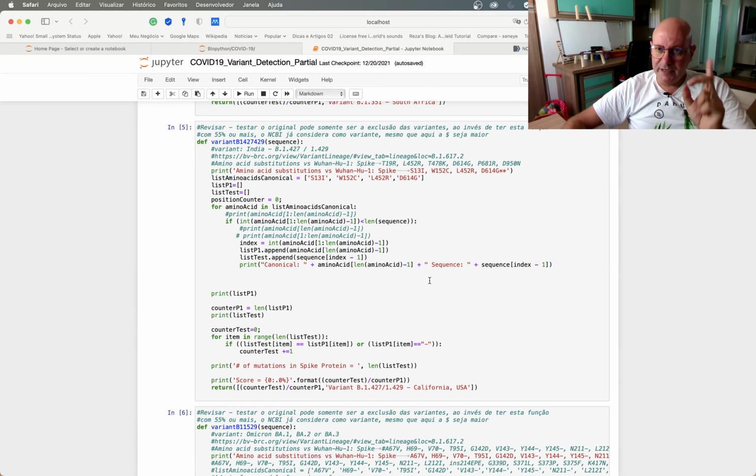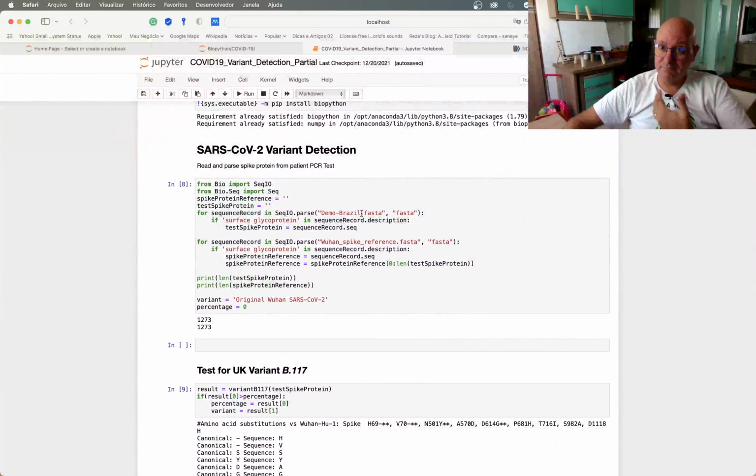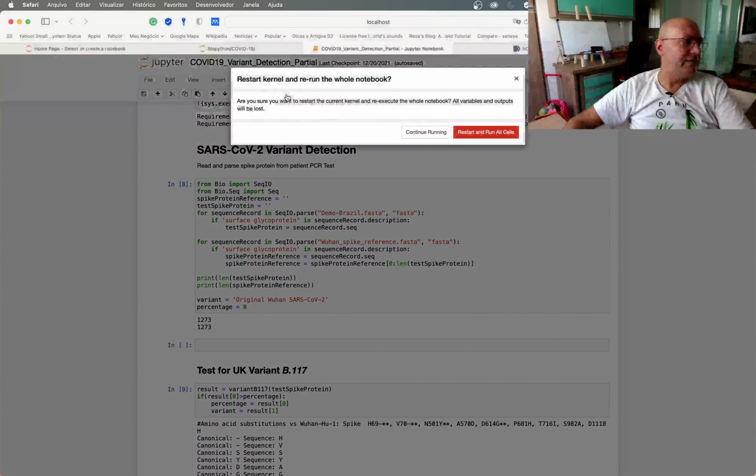First thing, variants are circulating worldwide, right? And secondly, Omicron has much more changes on the spike protein than any other variant that was ever identified. So let me go ahead. Here I have a file. I placed one from Brazil. Let's run it and see what happens.